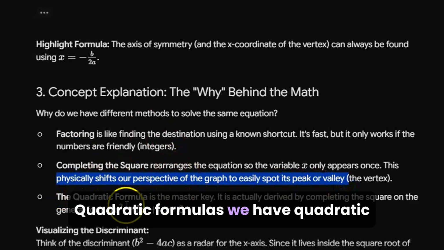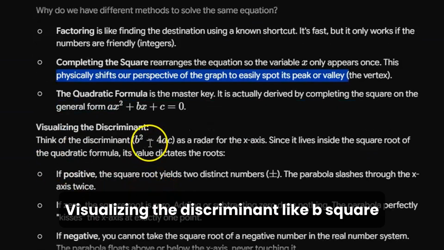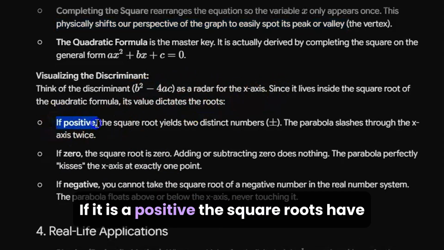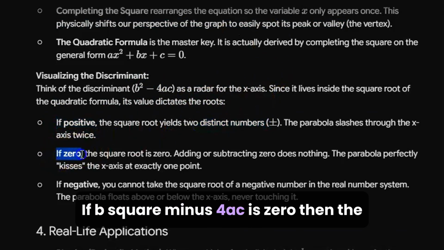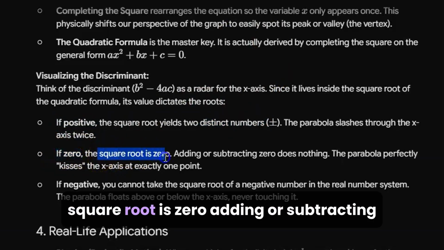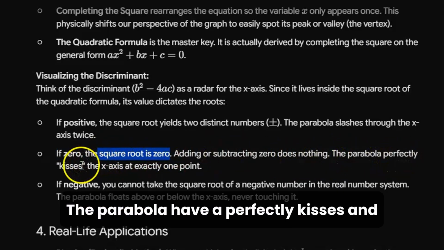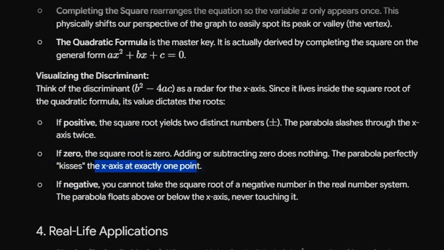This is a shift of perspective on the graph, to easily spot its peak or valley, the vertex. Then we have the quadratic formula to solve these. Visualizing the discriminant b² - 4ac: if it is positive, the square root gives two distinct numbers, plus and minus. If b² - 4ac is 0, the square root is 0, and adding or subtracting 0 does nothing, so the parabola just kisses the x-axis at exactly one point.